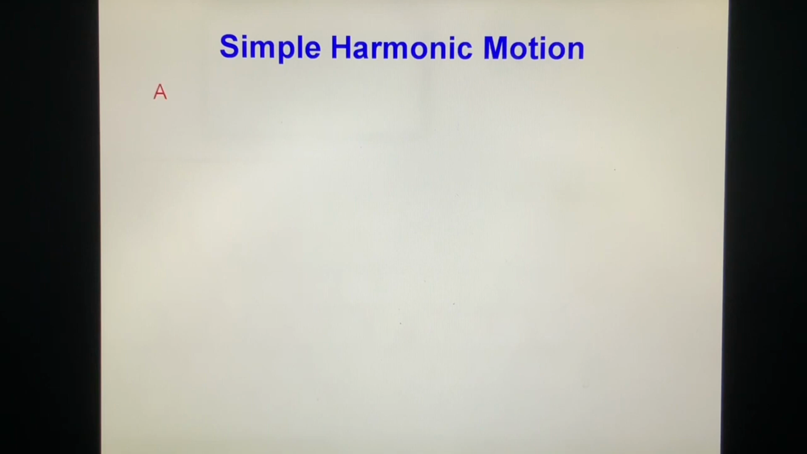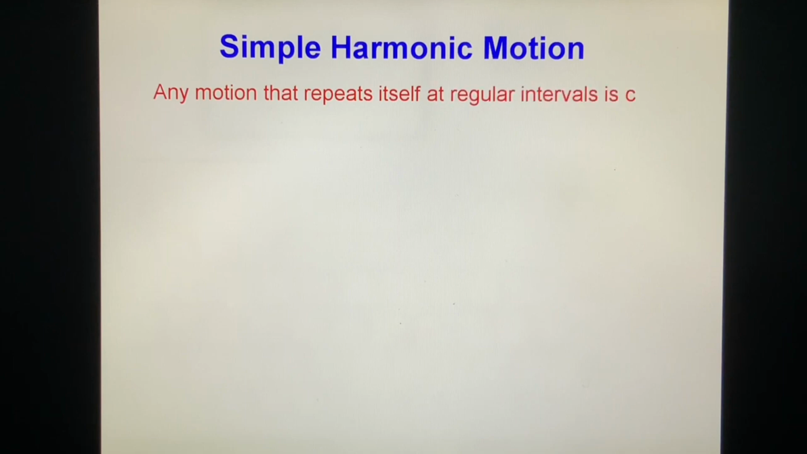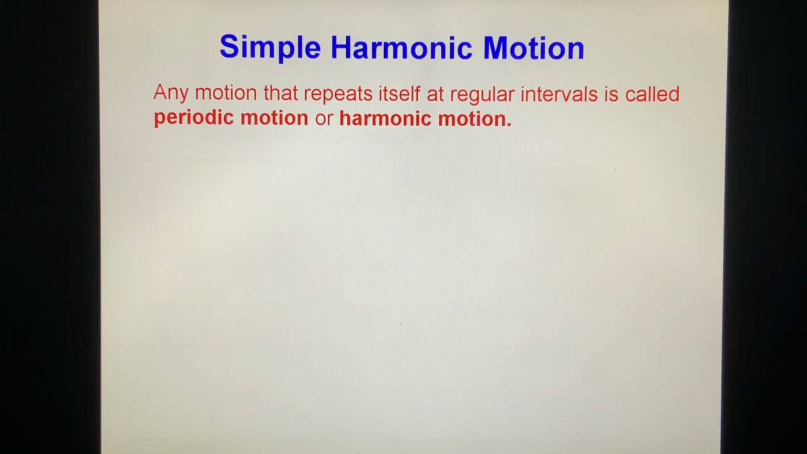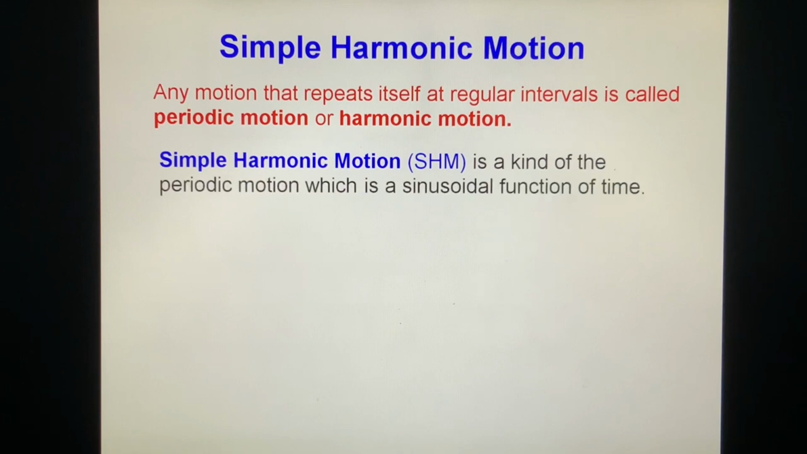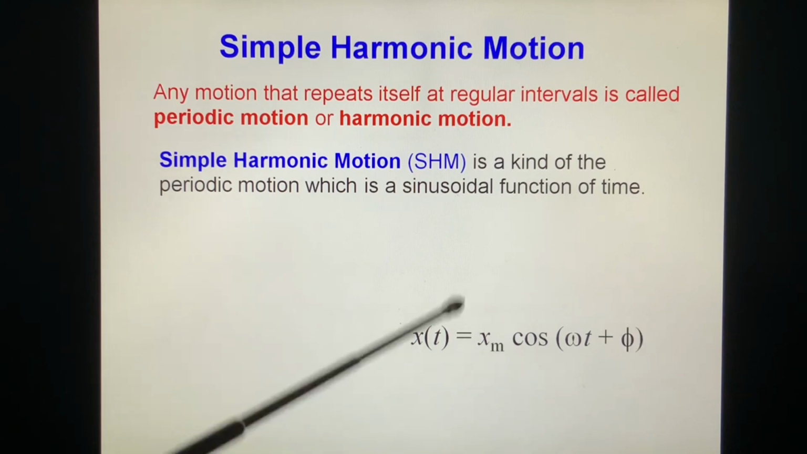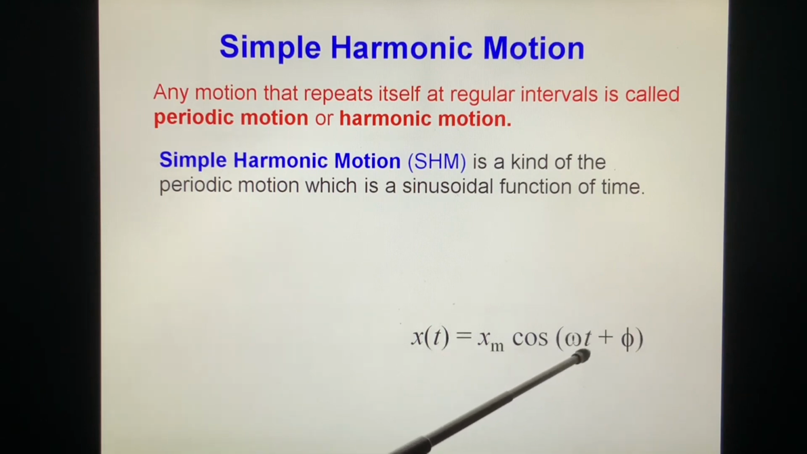Simple harmonic motion. Any motion that repeats itself at regular intervals is called periodic motion or harmonic motion. Simple harmonic motion, SHM, is a kind of periodic motion which is a sinusoidal function of time. x at time t equals xm cosine omega t plus phi. This is a sinusoidal function. Sine is okay too.